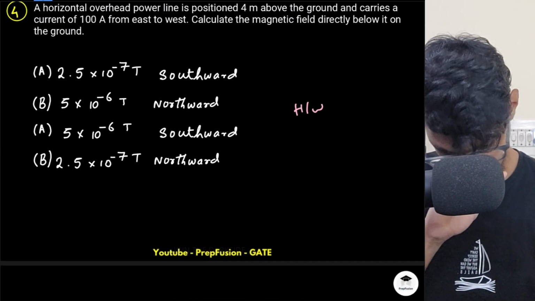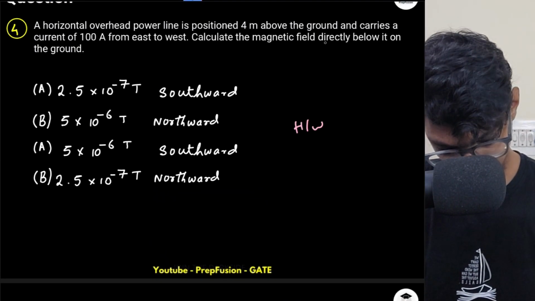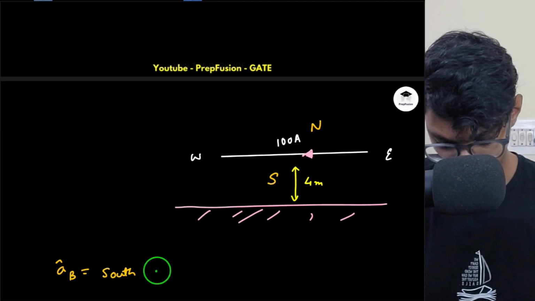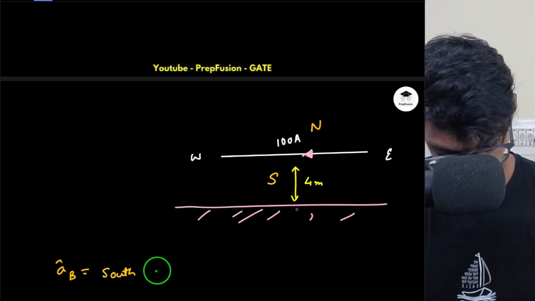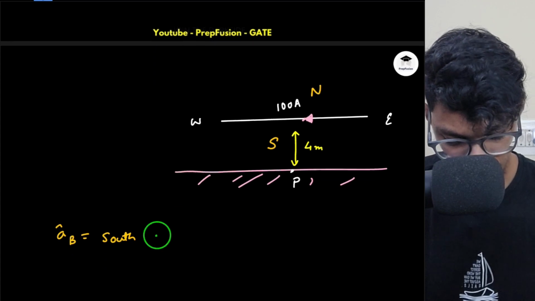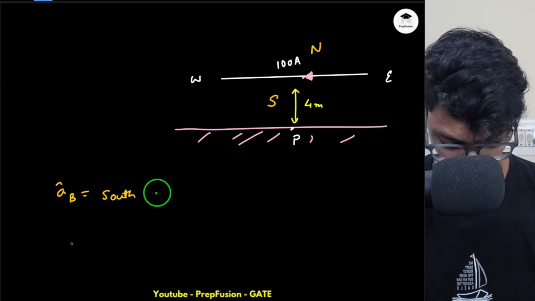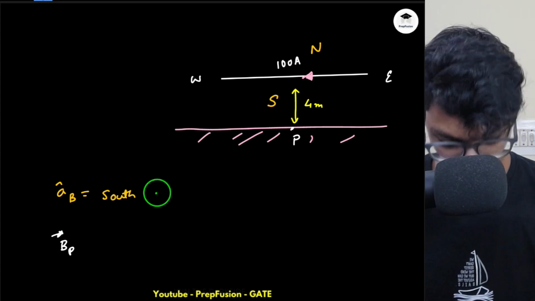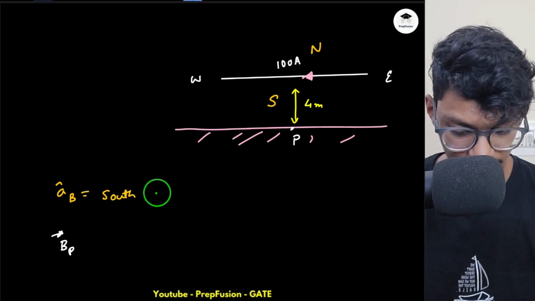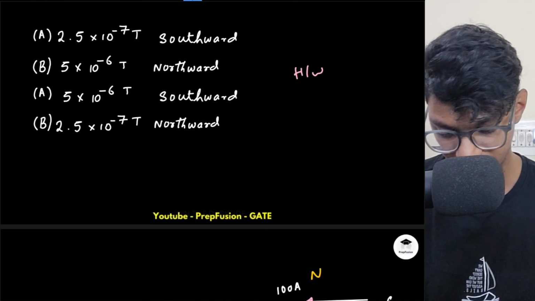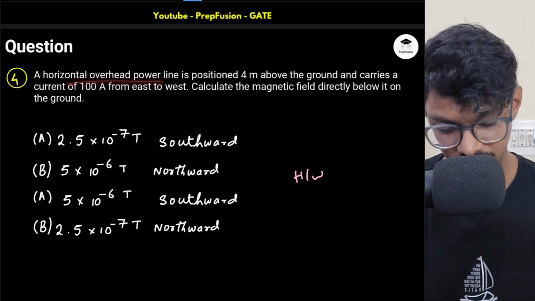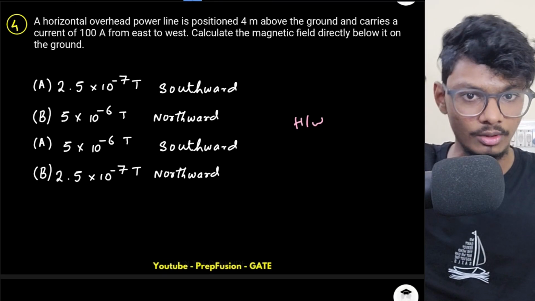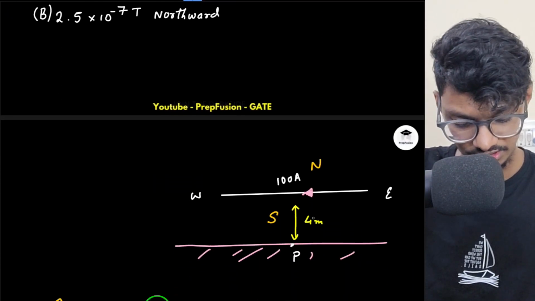So it is telling me to calculate the magnetic field directly below it on the ground. So the point is directly below on the ground. This is the point where they want the magnetic field. I know the formula, right? What is the formula for an infinitely long current carrying wire? This is an infinitely long current carrying wire, because here they have mentioned an overhead power transmission line, and a transmission line is very long. Obviously I cannot find the end. There is some end obviously, but I will assume it to be infinitely long, because compared to this distance it is very large.